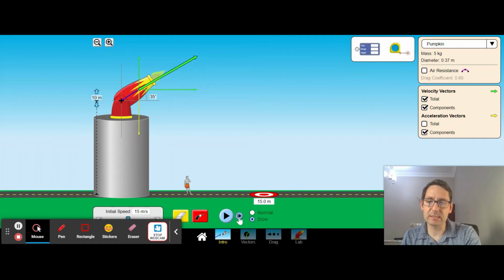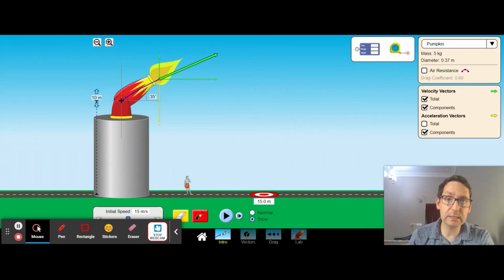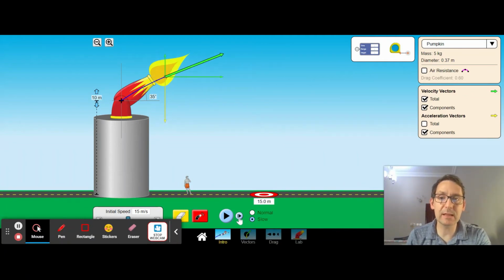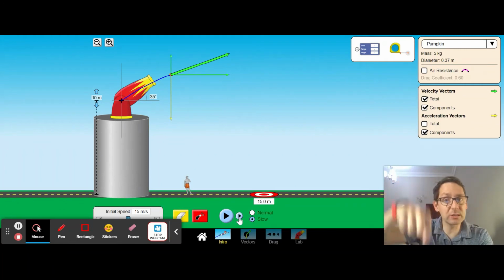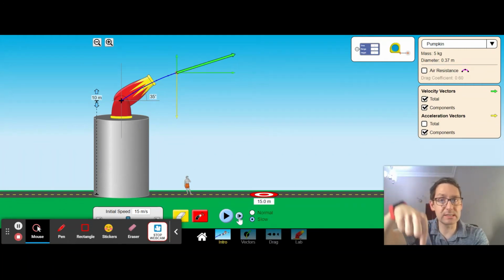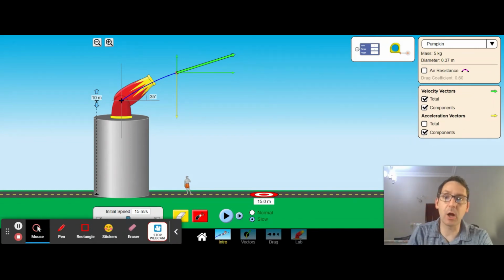Now, as time progresses, what do you see? Hopefully, you're seeing that the horizontal is not changing. There's no horizontal acceleration. It continues to be exactly the same. The vertical acceleration continues to be downwards. That yellow vector downwards, that's the acceleration, continues to be the same. I'm going to go ahead and take that off because it's boring. It's just pointing down all the time.